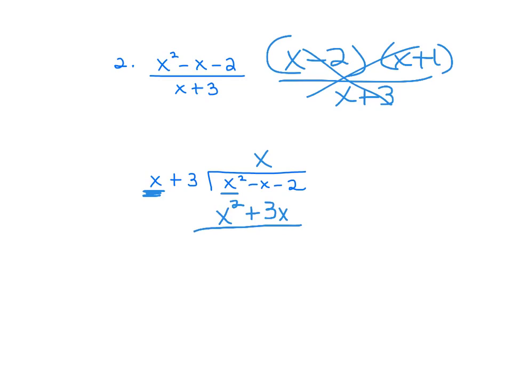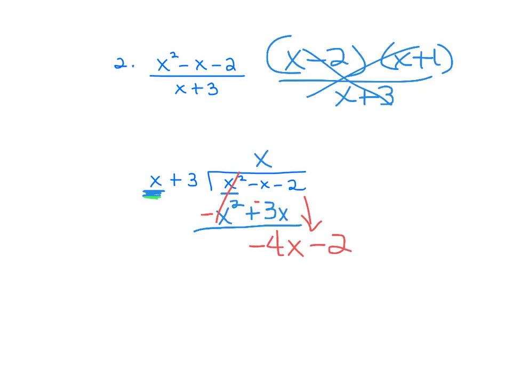I need to flip the signs to opposite because I'm subtracting. It's like a keep, flip, change. This cancels, and then negative x plus negative 3 is negative 4x. Bring down, and again repeat the process.